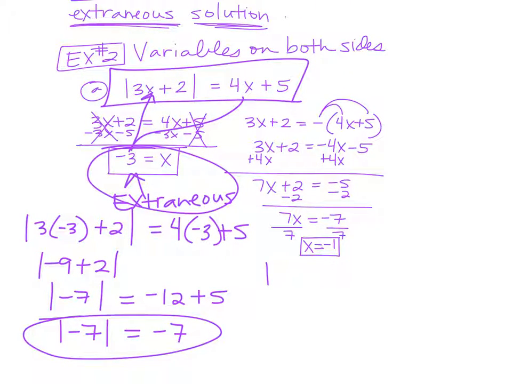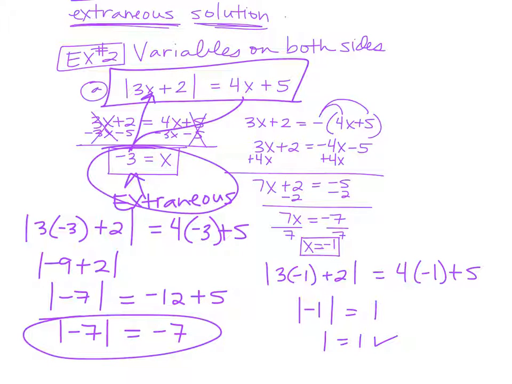So you have the absolute value of 3 times negative 1 plus 2 equals 4 times negative 1 plus 5. This comes out to negative 3 plus 2. Negative 3 plus 2 is negative 1. Okay, so we're taking the absolute value of negative 1 equals negative 4 plus 5 is 1. Is that true? Yes. 1 equals 1, right? That works out. That means your solution to this problem is x equals negative 1. You leave this guy off because he doesn't work.